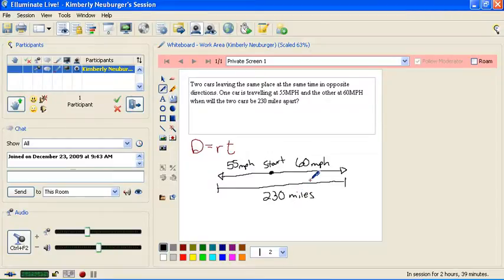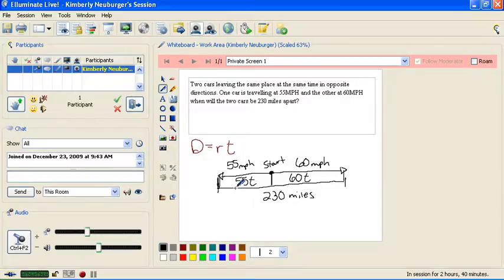Now, we need to think about this. They're going to travel for the same exact time. So, time in this equation here will be the same for both of them. The distance for this car here will then be the rate, 55 miles per hour, times how long it has driven, which would be 55t. Similarly, the distance for this other car here is going to be its rate of 60 miles per hour times t, and t is the same for both cars because they left at the same exact time.